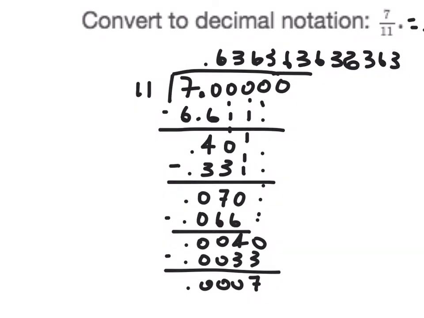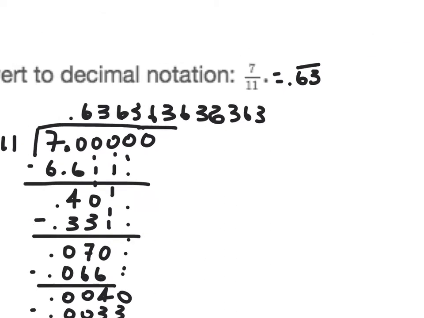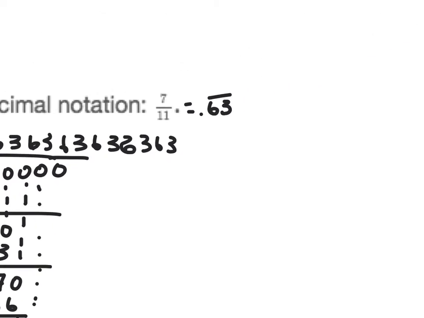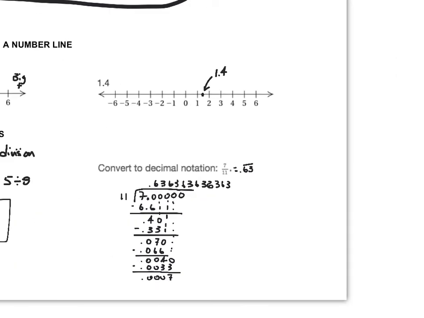So because it repeats those numbers 63 every time, if I take 7 and divide it by 11, it's going to give me 0.63 repeating. I don't need to write out 636363 until I get to infinity. I just need to write out 63, put a line over it, and that indicates that it repeats. Okay, so let's move on to the next page and finish up this section.